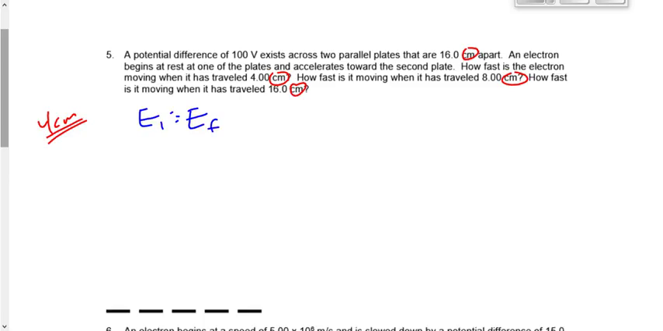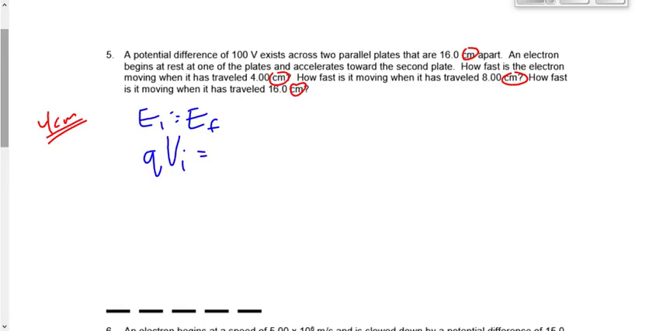Now, picture this. The car is at rest at the top of a hill. Does it have kinetic energy, Matthew? When the car is at rest at the top of the hill, does it have kinetic? No. Does it have potential when the car is at rest at the top of the hill? Yes, but it's not MGH potential here, right? It's QV potential, right?